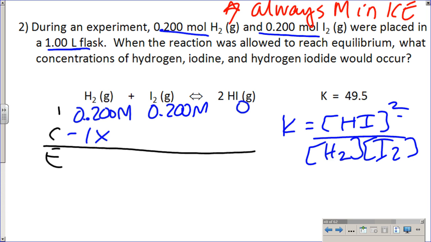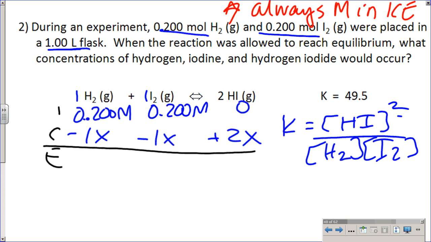How many here? 1x, because it's also a coefficient of 1 and 1. As I consume reactants, I'm making products. So what am I doing over here? 2x, right? I'm adding 2x simply because the coefficient is 2. It's related to the rate of reaction, kind of, or the way a reaction happens. You have 1 H2 and 1 I2 reacting for every 2 HIs formed. So your reaction stoichiometry is represented in coefficient form.